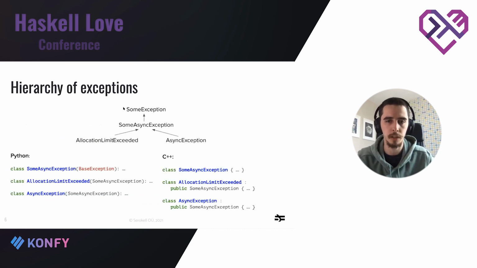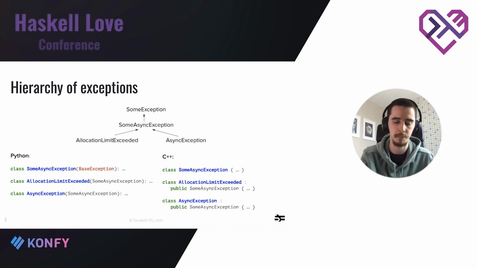So this way we have built a simple hierarchy of exception types. The base type is SomeException. It has a child called SomeAsyncException, and it has two children, AllocationLimitExceeded and AsyncException. It's similar to how we would do it in imperative languages. For example, in Python and C++, we would use normal inheritance to achieve the same.